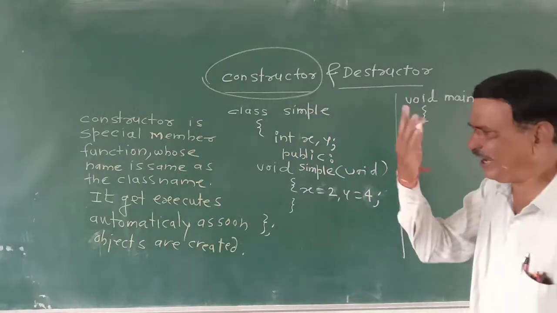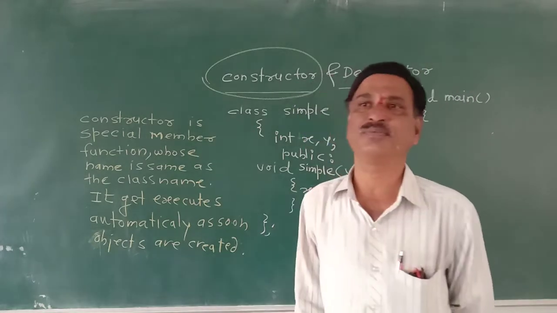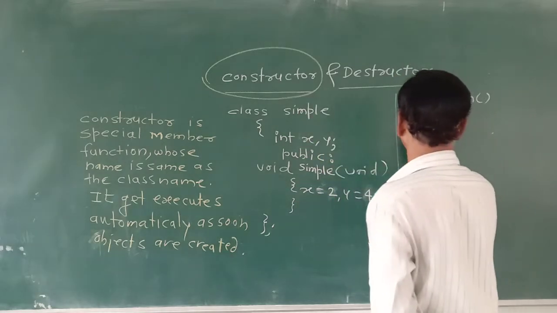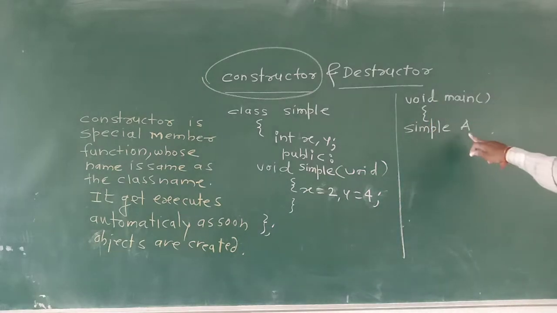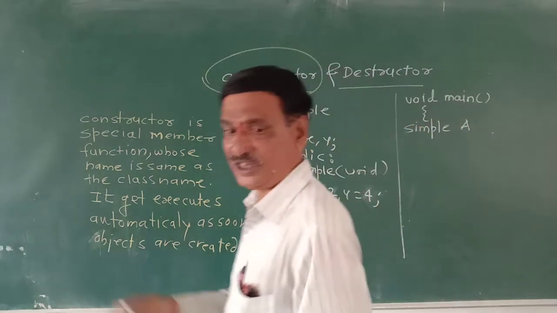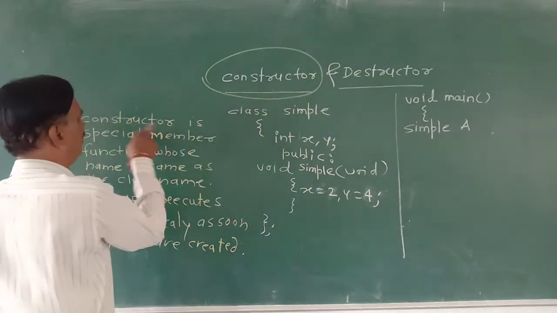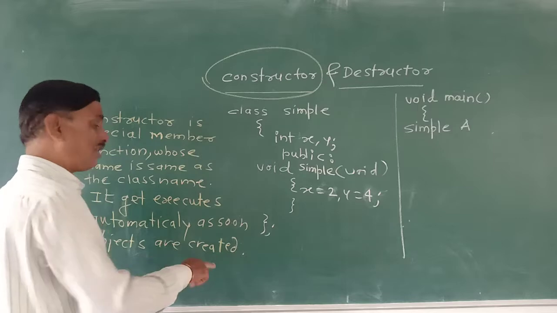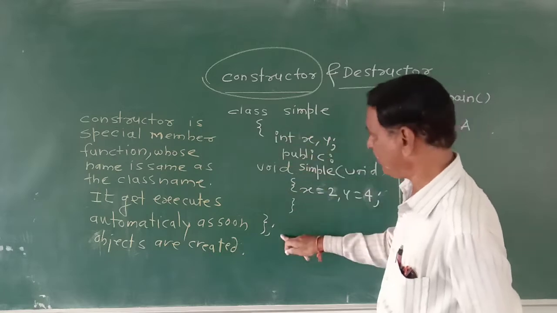Now, we know that whenever we define a class, it means we create our own data type. And once the class is over, we declare the object, simple A. So A is the object. Now, as per our definition, constructor is a special member function whose name is same as the class name. It executes automatically as soon as objects are created. We have defined the class, and in our class there is a constructor.